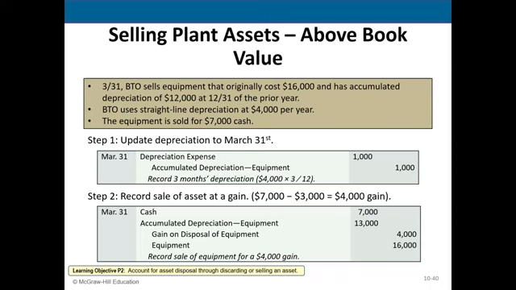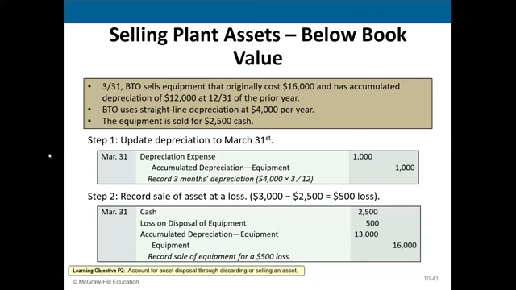We credit an account called gain on the disposal of equipment. The gain on the disposal of equipment is the account that we're crediting here. In this case, 4,000, and we credit the equipment, 16,000, to remove it from the books. What if we sell it below what it's worth? Okay, I never recommend that you do this. But let's say we sell it below what it's worth.